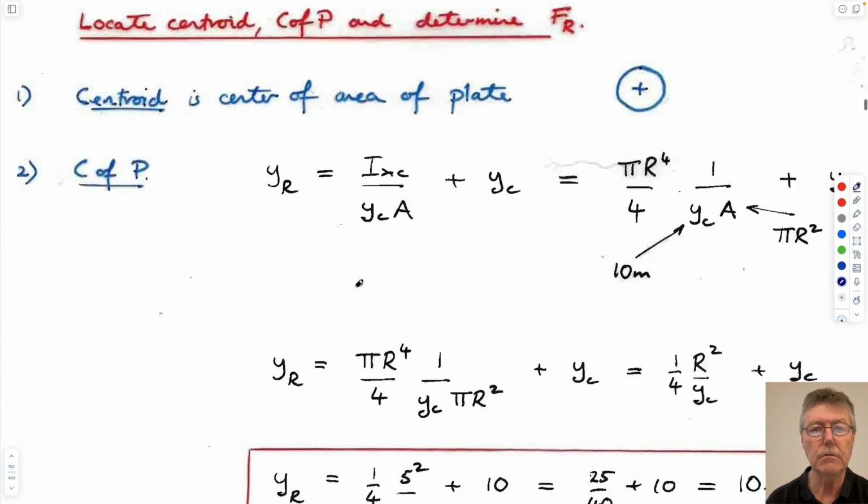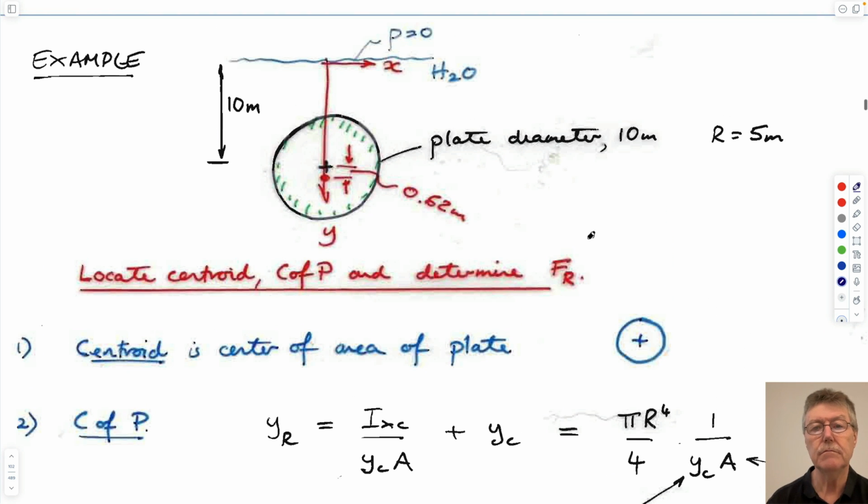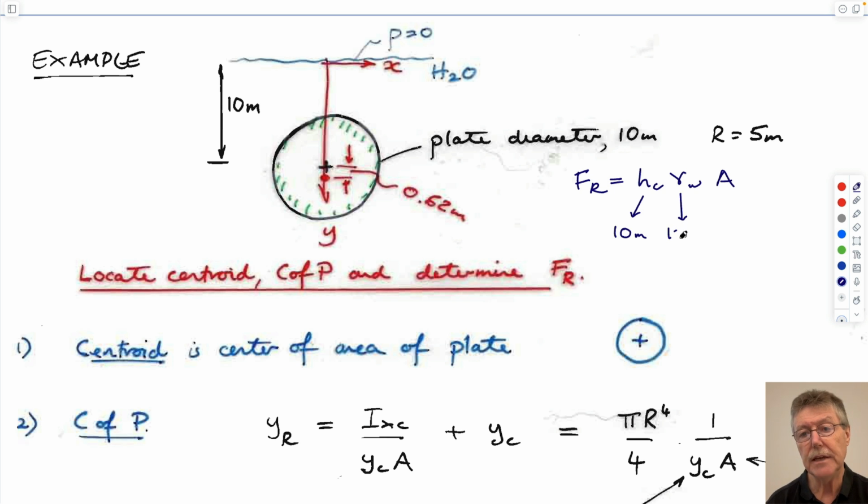And so this is it. What's the resultant? Resultant force is equal to hc gamma w times area. You must say it later on, but hc is 10 meters, right? Gamma w is 10 to the 4 newtons per meter cubed. And area is pi d squared upon 4, right? And d is 10 meters, I think, in this particular case.